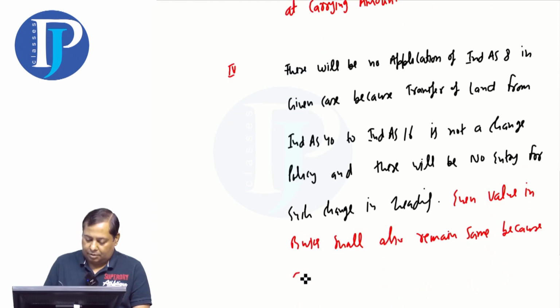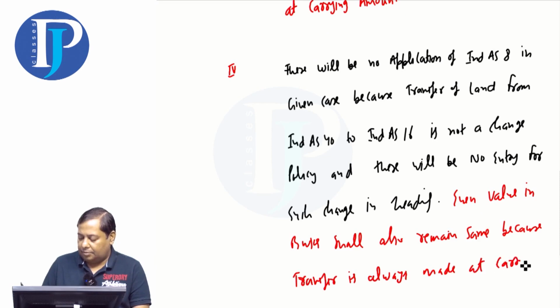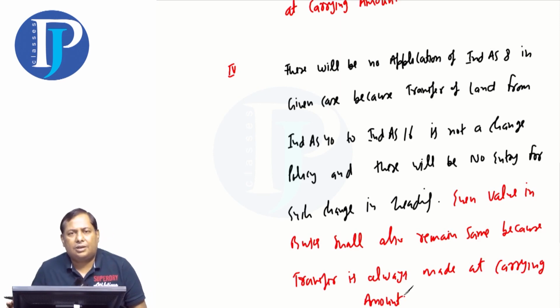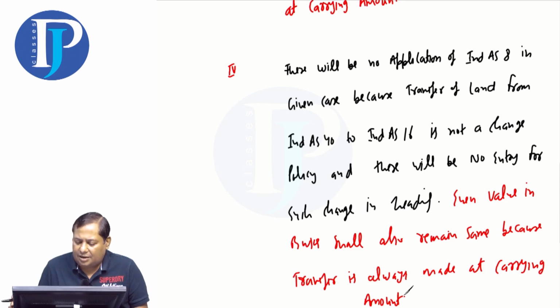because transfer is always made at carrying amount. Transfer is also based on carrying amount. There is no value change and no entry is passed. How does Ind AS 8 apply to this? This is not a policy change. You can use it however you like.